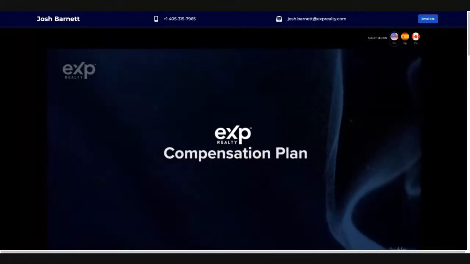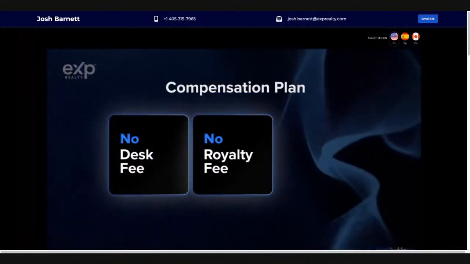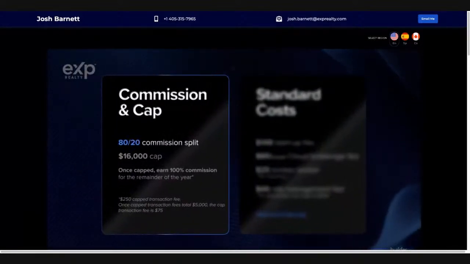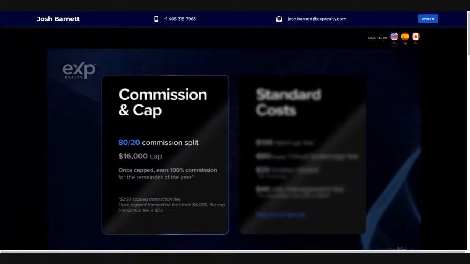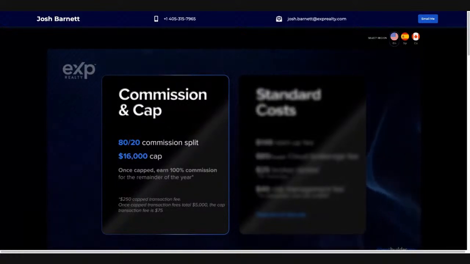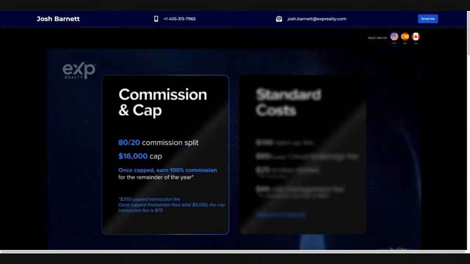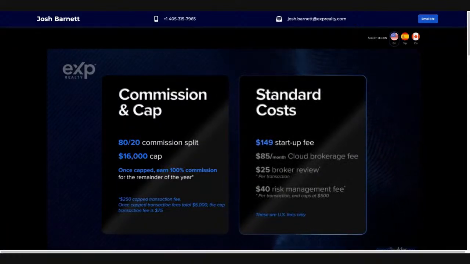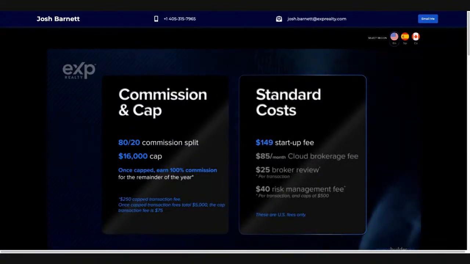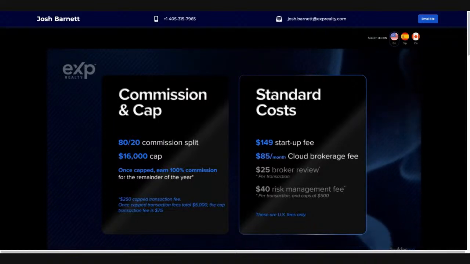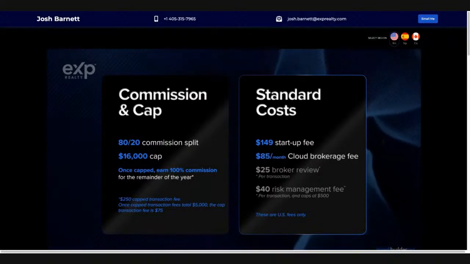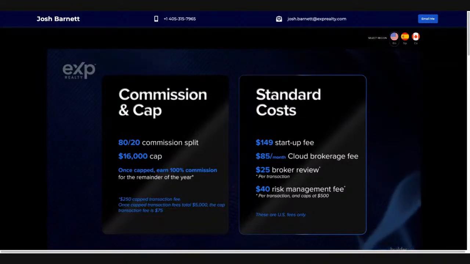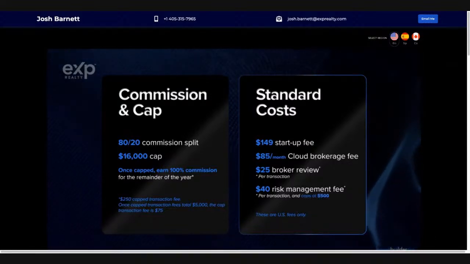At eXp, you'll never pay a desk fee, royalty fee, or franchise fee. Every agent is treated equally and is on an 80-20 split, which caps each year at $16,000. You then receive 100% commission for the remainder of your year. Here's the amazing part. It's only $149 to join eXp, and that includes your first month's $85 brokerage fee. On each transaction, there's a $25 broker review fee and a $40 risk management fee. The risk management fee caps at $500 each year.